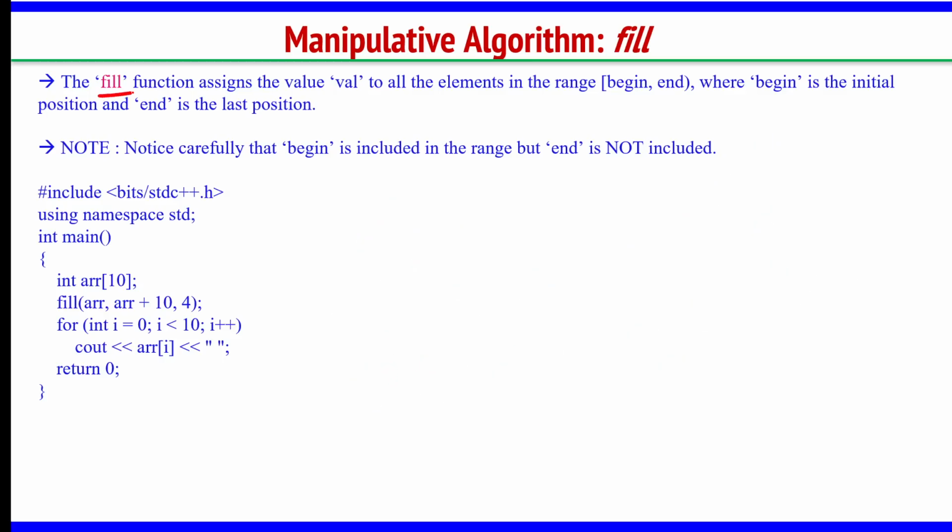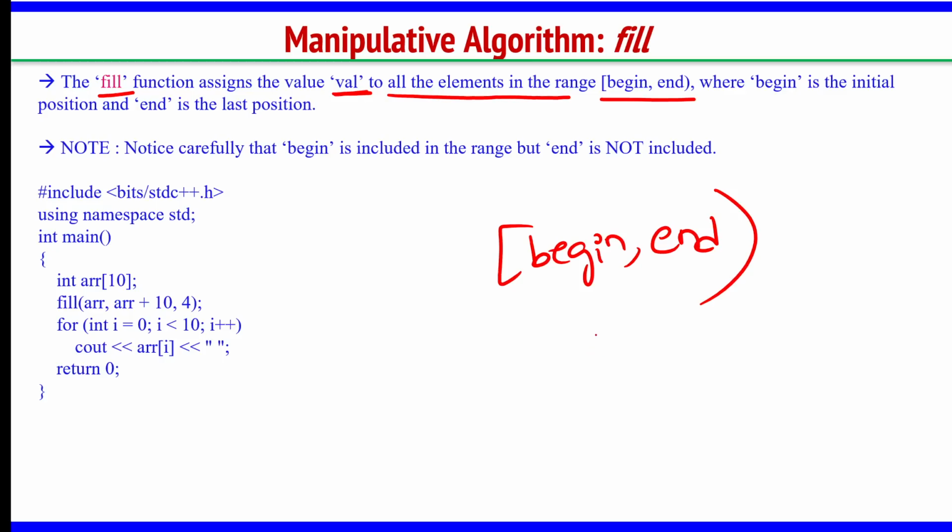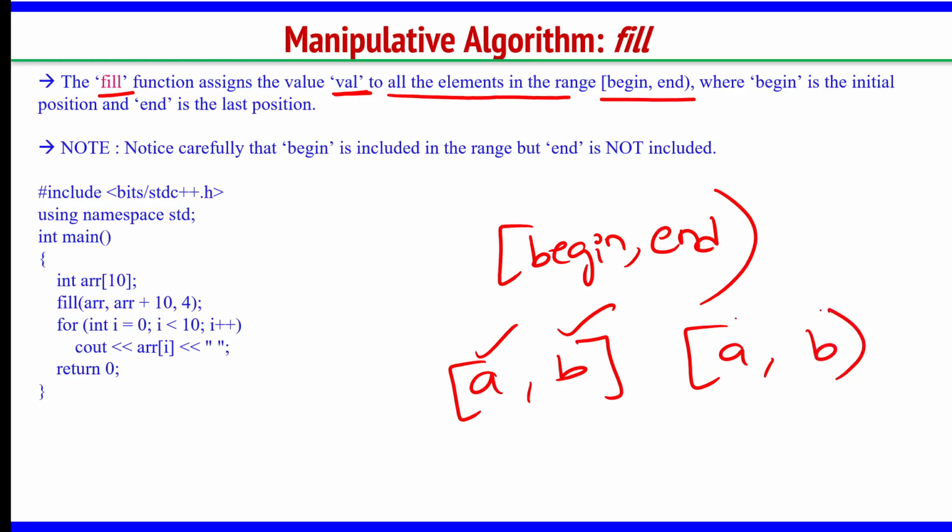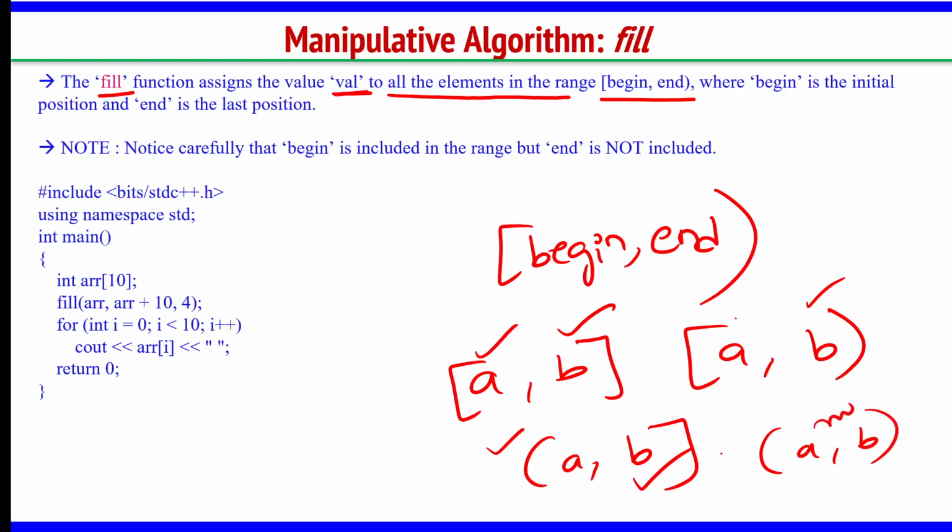So, the fill function assigns the value val to all the elements in the range begin to end. See, begin is included, but end is not included. Mathematical notation, I think you are aware. This means inclusive of both A and B. This means A is included and B is not included, B minus 1 is included. This means A plus 1 is included, not A, but B is included. This A comma B means except A and B, all the remaining elements in between.